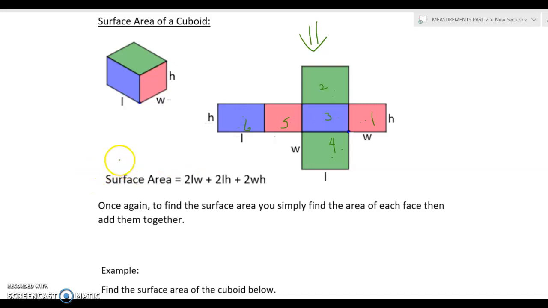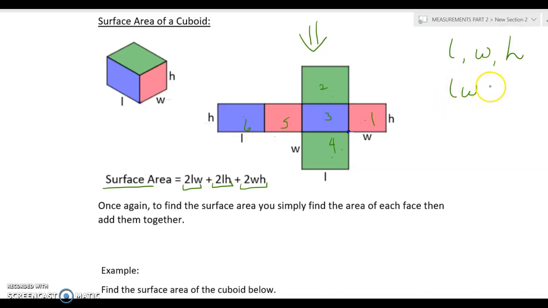So the formula that can be used as well to find the surface area of a cuboid is: surface area is equal to 2 times the length by the width, plus 2 times the length by the height, plus 2 times the width by the height. If you're confused by that, we have length, width, and height. So pair them off.